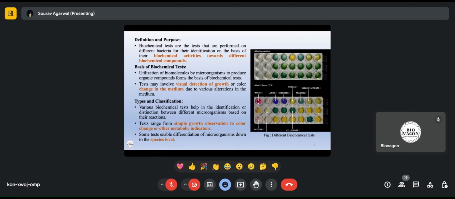Biochemical tests are the tests we perform on our cultures to identify them based on their reactions to various biochemical compounds. The organisms produce organic compounds on reaction with the biomolecules, and this results in a change of color. The results can range from observation of growth in the media up to a change in color due to metabolic reactions. Like every other procedure in microbiology or anywhere, biochemical tests also have their pros and cons.